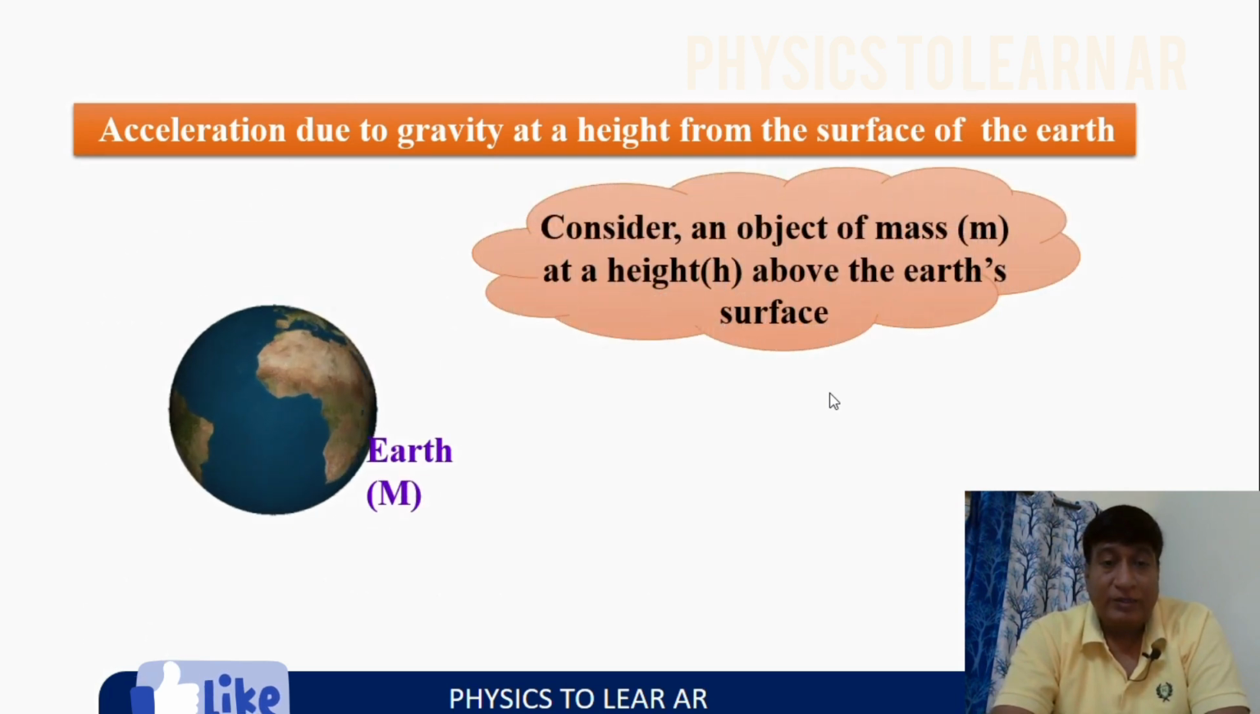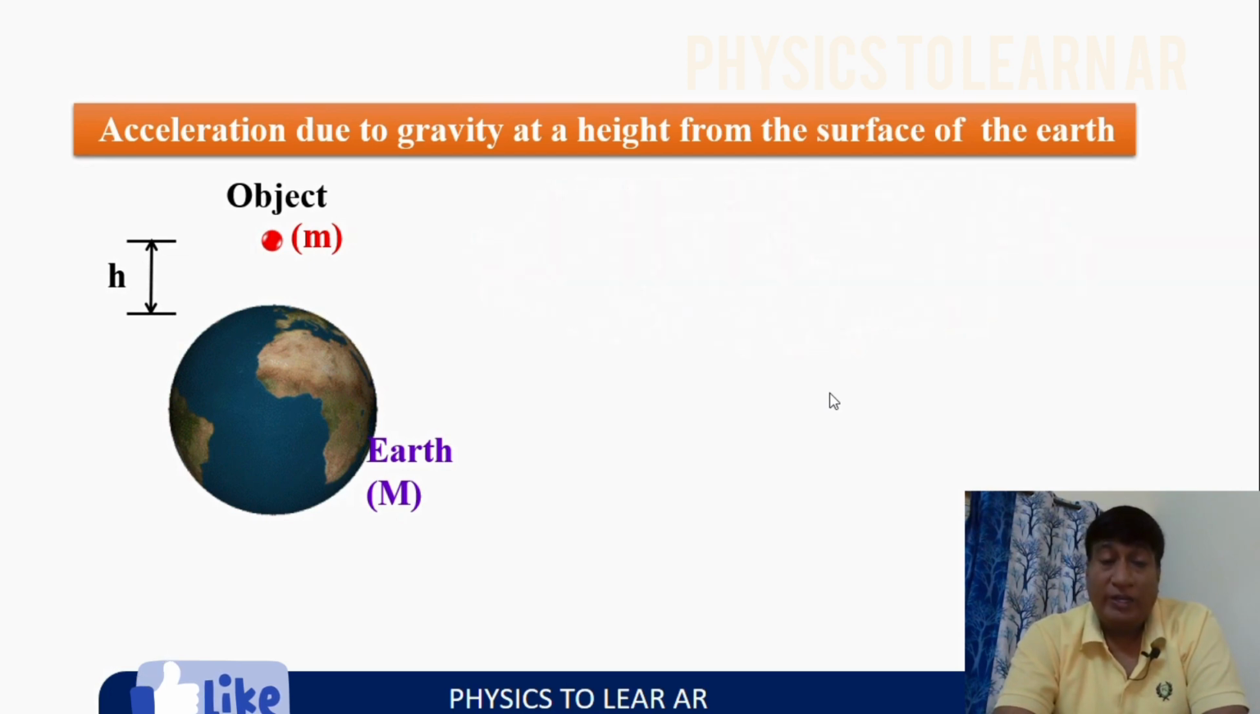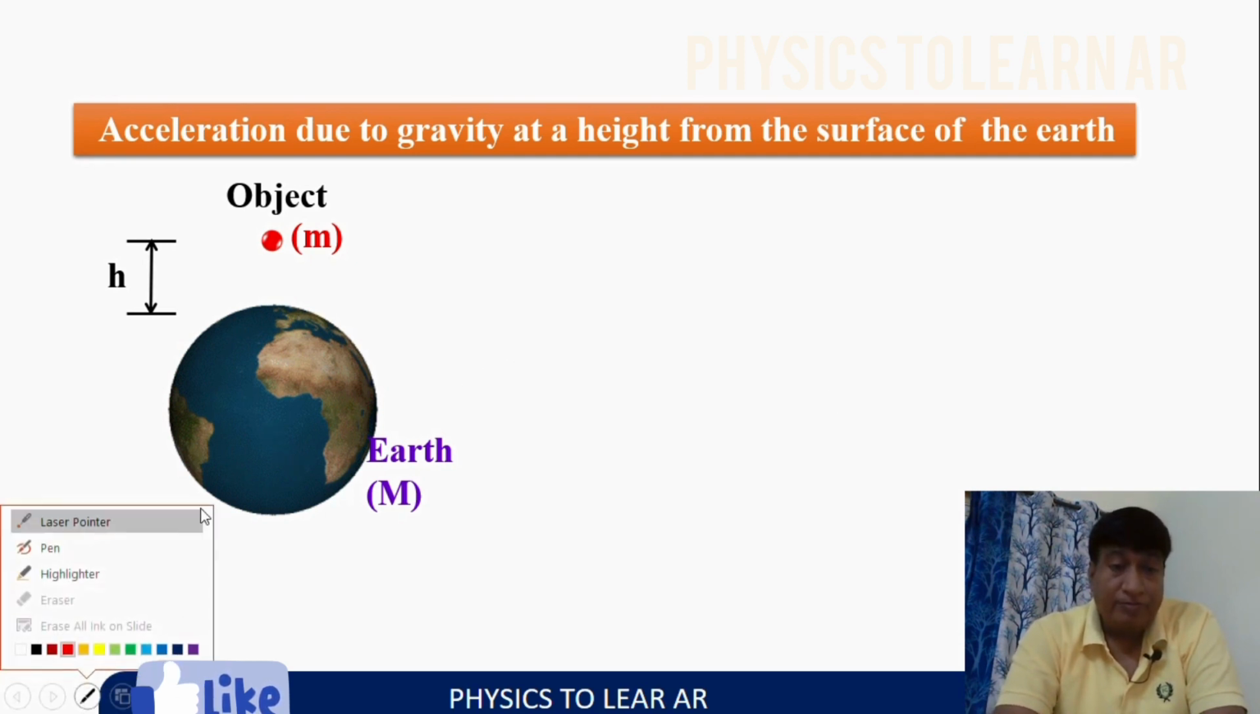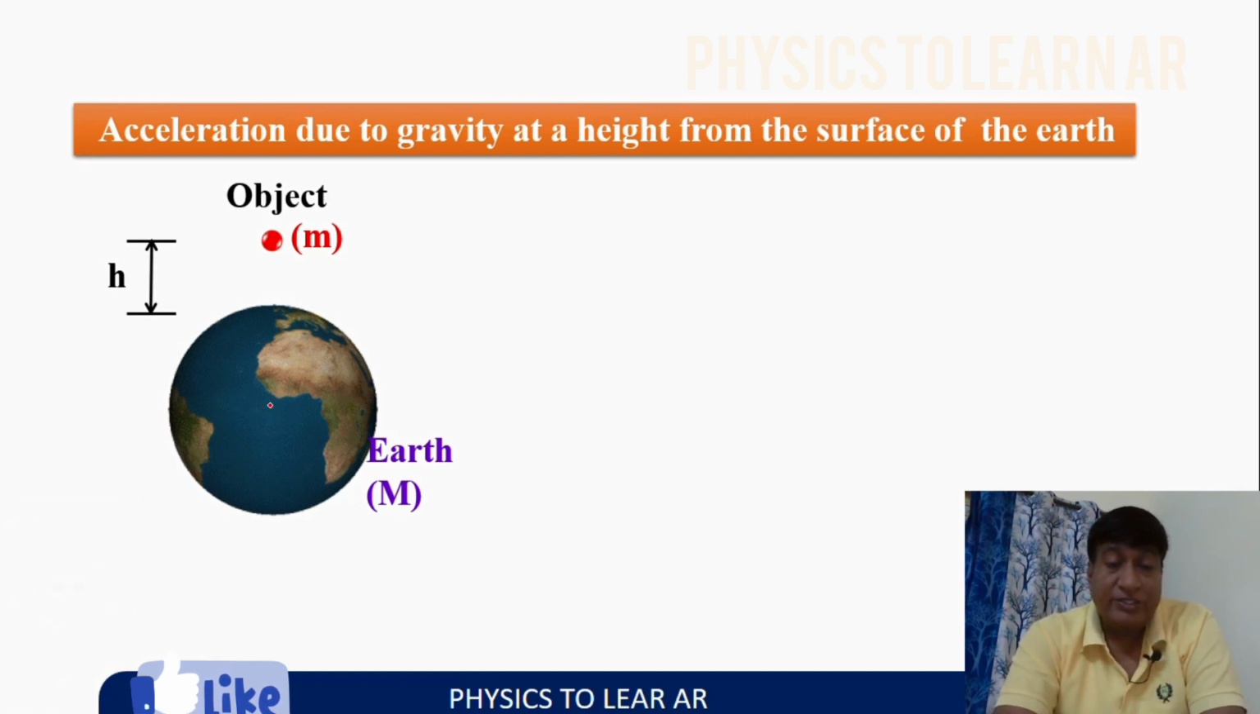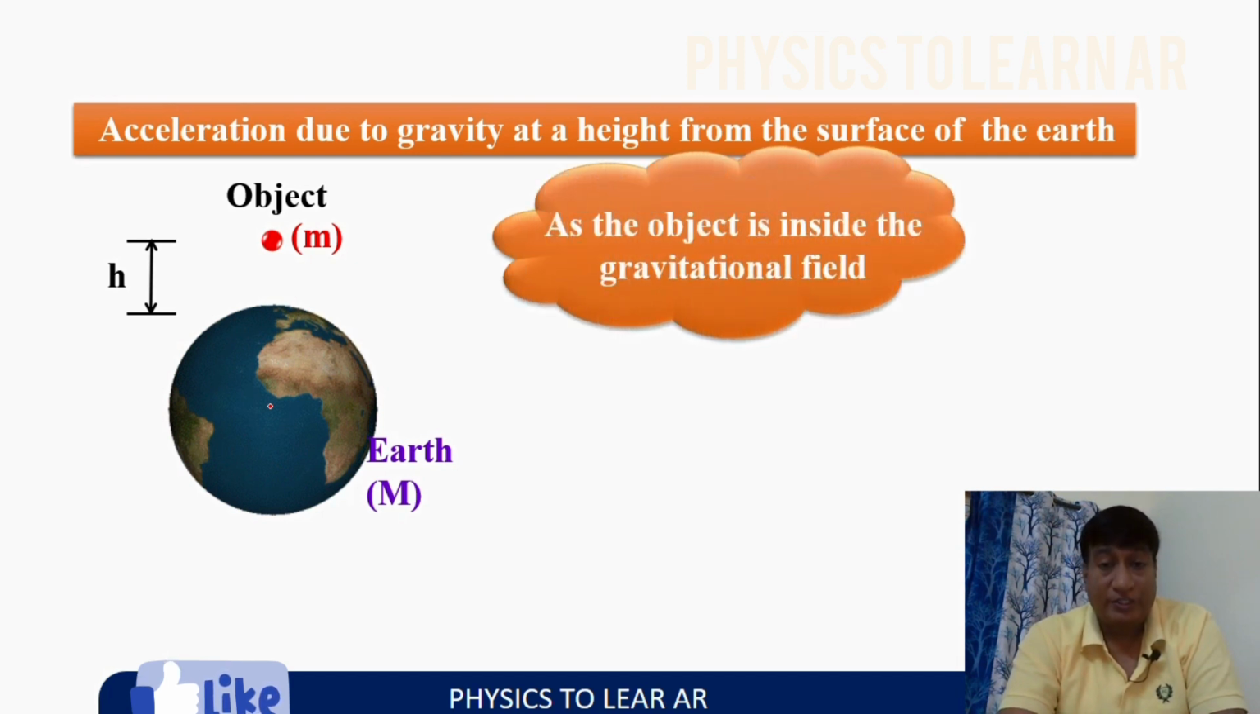The earth is denoted by mass M. An object I am considering has mass m at a height h above the surface of the earth. That will be the h. But we should take the distance from the center of the earth. So this distance, the radius of the earth, I take as Re from the center of the earth. Then the total distance is Re plus h.